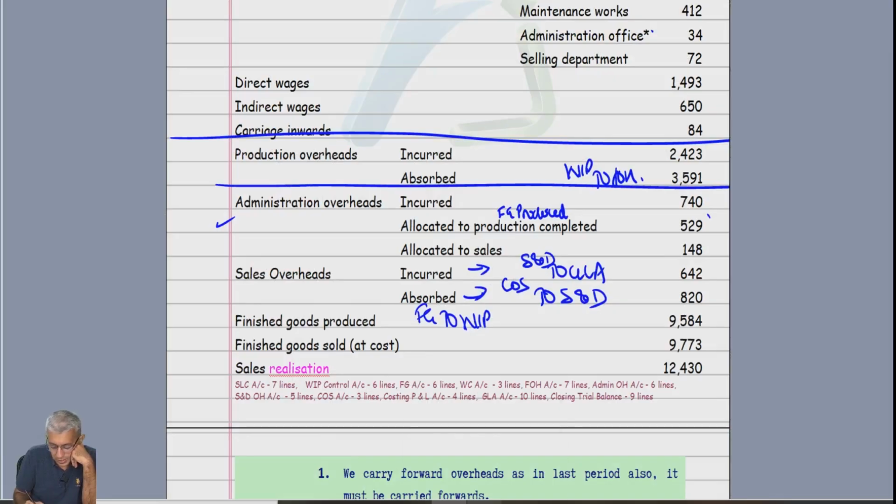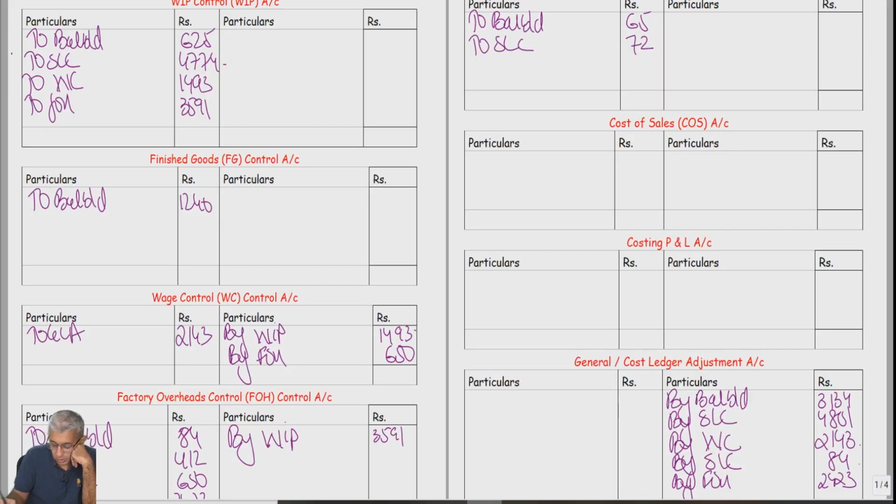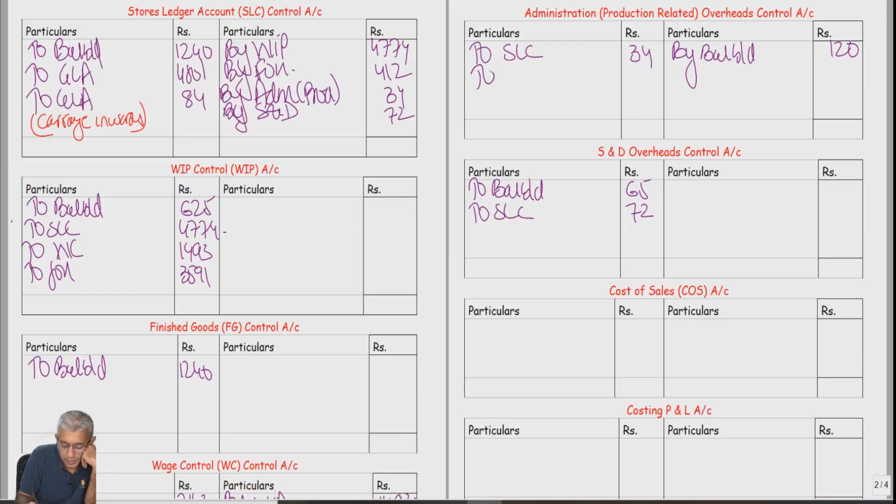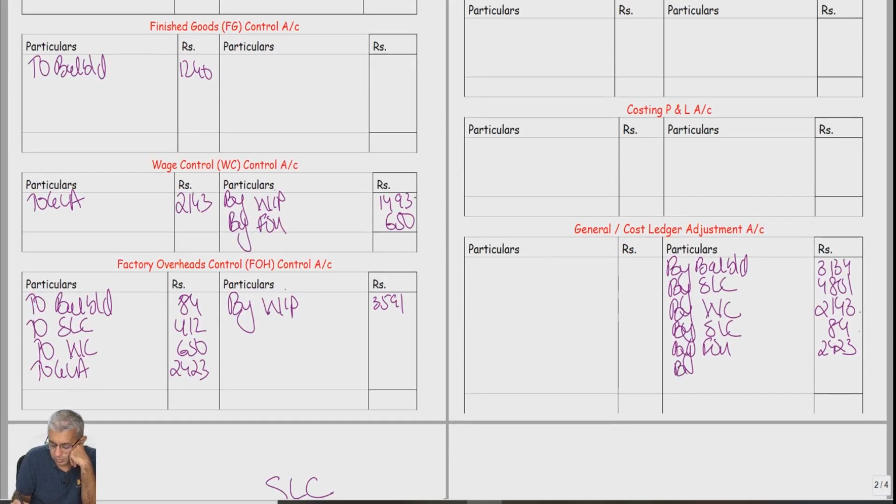Administration overheads incurred 740. So administration overheads incurred, administration account debit to GLA. This is 740. Administration in bracket I have written production 740.